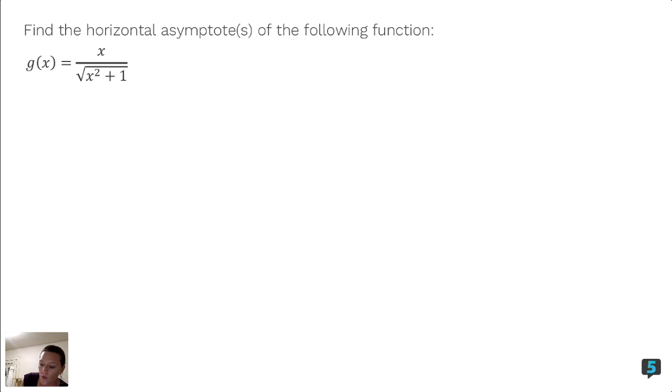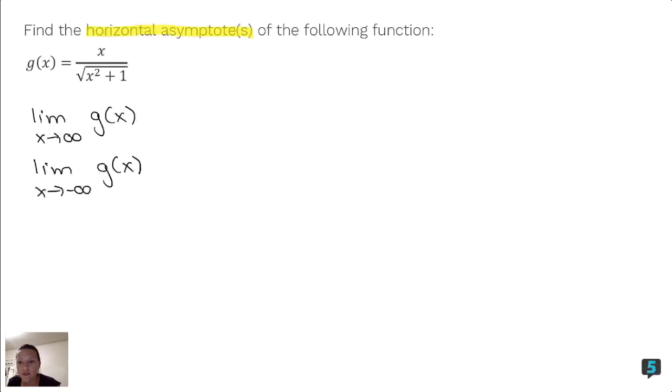Because we're looking for horizontal asymptotes, we know right off the bat I've gotta take the limit as x approaches infinity of g of x, and I have to take that limit as x approaches negative infinity of g of x, okay? Here's where I have to be super careful though. When I look at the numerator and denominator, I'm looking at x in the numerator, and the square root of x squared in the denominator. But here's my big question for you guys. What is the square root of x squared?